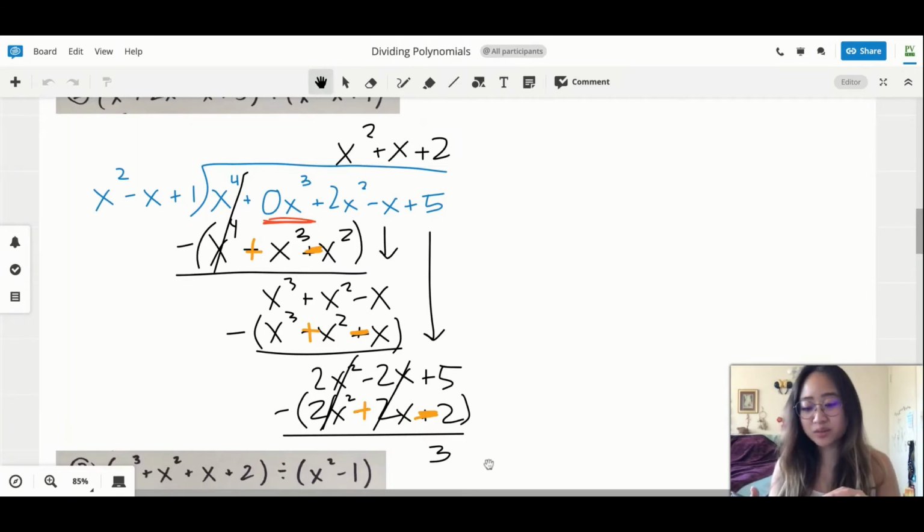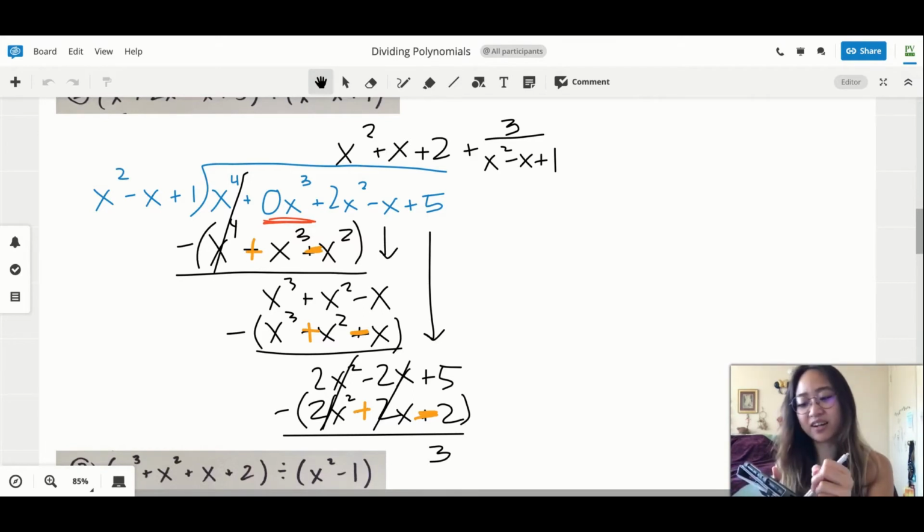So in this case, what we do with our remainders is, since we have a positive 3 at the end of our quotient, it's going to turn into a fraction. 3 over our divisor, this whole thing, so 3 over x squared minus x plus 1. And as weird as the remainder looks, that is our final answer.